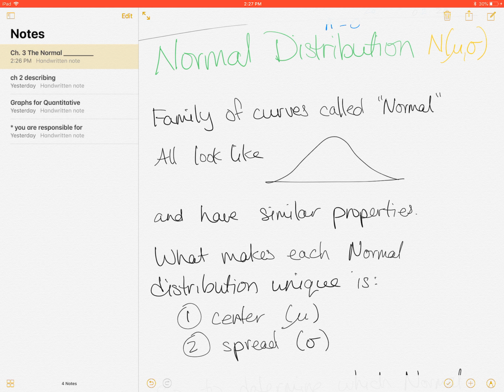And just like a uniform was uniform A comma B, the normal distribution is N, parentheses, mu comma sigma. We already talked about mu and sigma, right? Mean and standard deviation. So they're not square brackets because this isn't really an interval anymore. We're just saying, hey, I have a normal and it has a mean and it has a standard deviation.